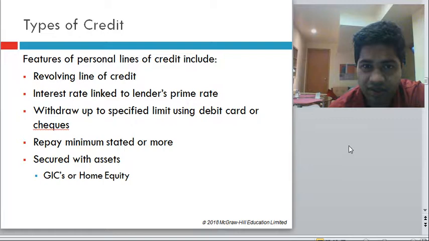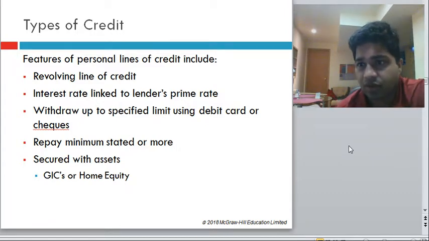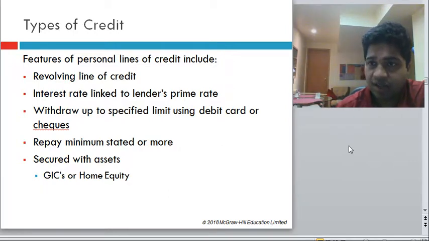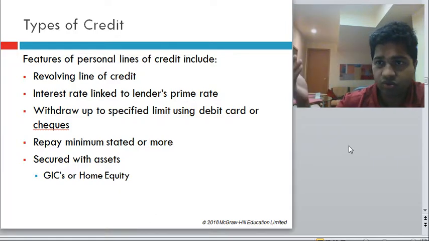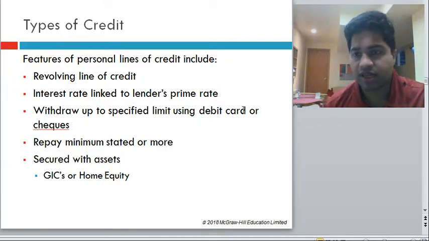Features of a personal line of credit: revolving line of credit, interest rate linked to the lender's prime rate. What is a line of credit? You get a pre-approved loan or a pre-approved card, and you can use that money. Whatever you use, you pay interest on it. Interest rates are linked to the lender's prime rate.